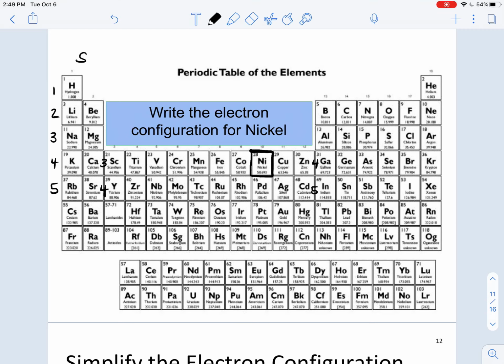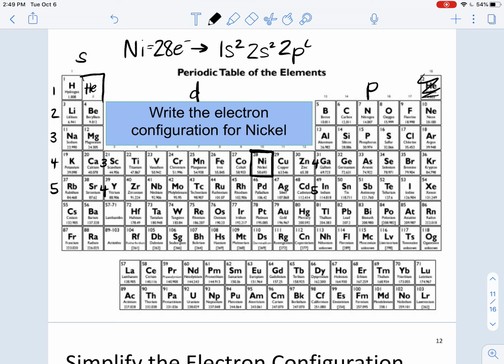All right, S block, D block, P block. And then this is technically helium again, which is technically S. All right, so to get to nickel, there's 28 electrons. So our configuration would be 1s2, 2s2, 2p6. That brings me here.